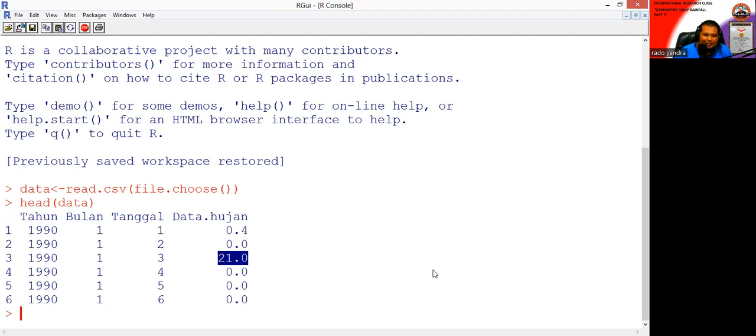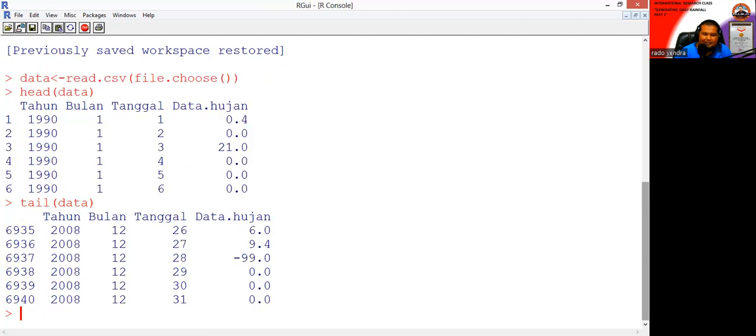And to find the last data, you type tail data. You type tail data here, and then you enter, and you can check that our data starts in 1990 until 2000X. If your data has the value of minus 99, it means a missing value.